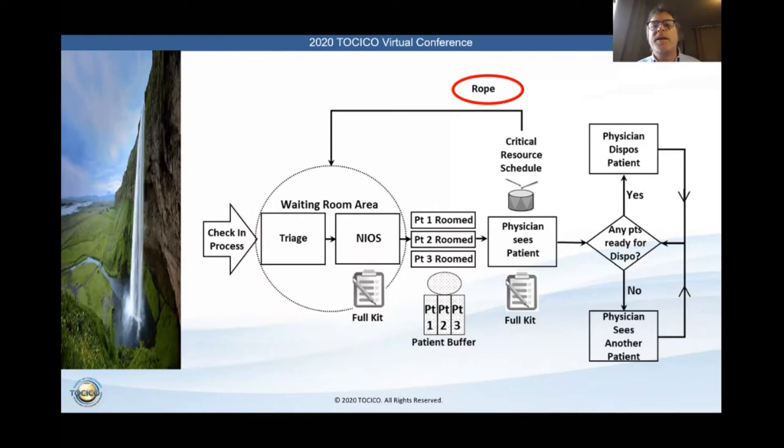New patients are brought back to the department as quickly or as slowly as I am seeing new patients. If my pace slows down, the rope slows down. And if I speed up, so does the rope. When the provider signs up to see a patient, a red disappears from the board, and a third of the patient buffer has been consumed. The rope will need to replenish the buffer.